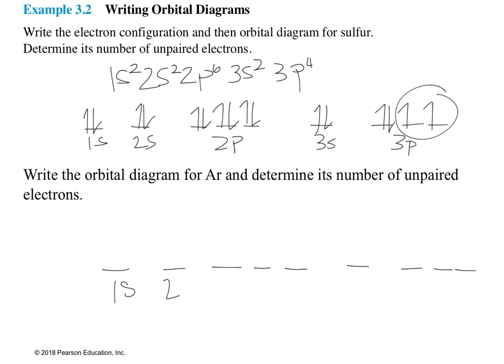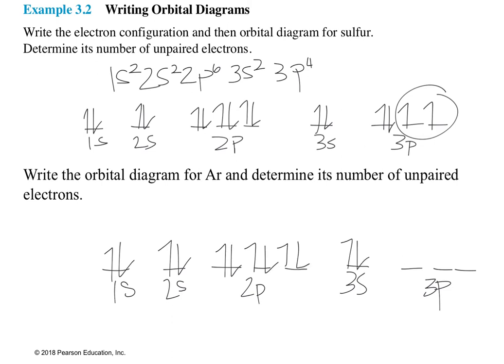So if we label them, we will have spin up, 2s2, 2p6, 3s2, and then 3p6. So argon, which is a noble gas we'll talk about later, has 0 unpaired electrons because all of the orbitals are filled.